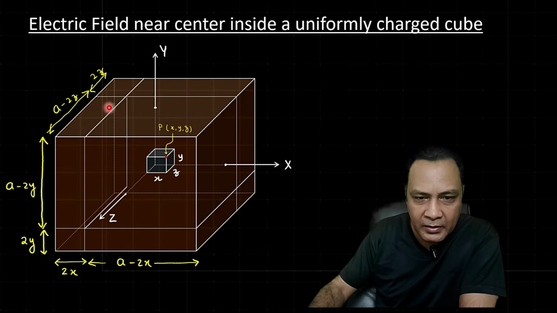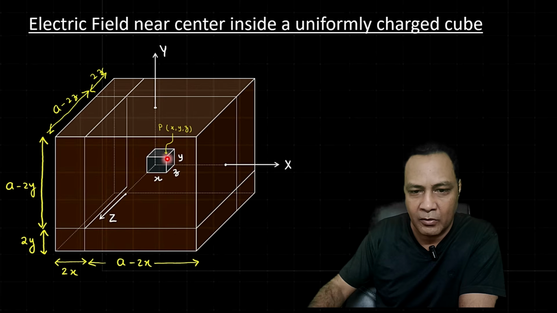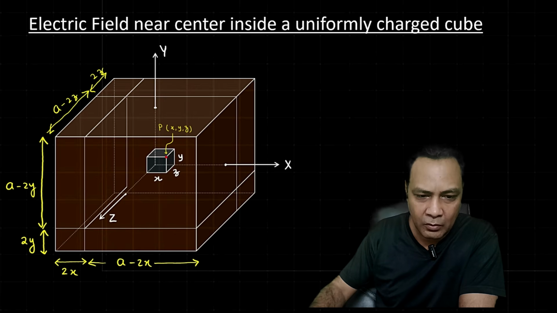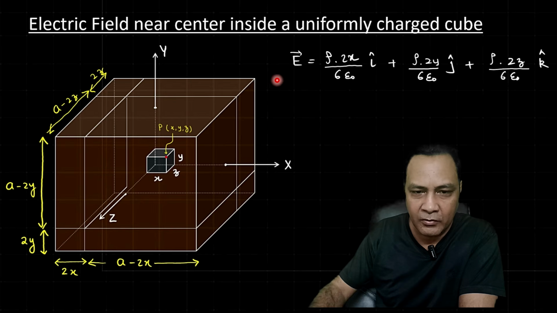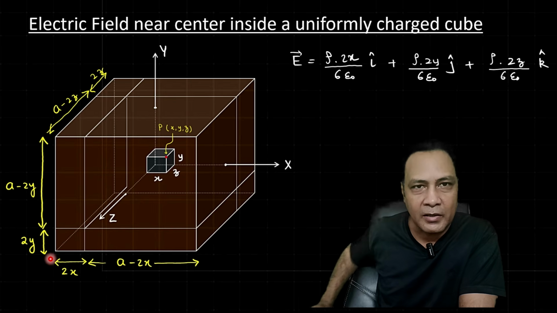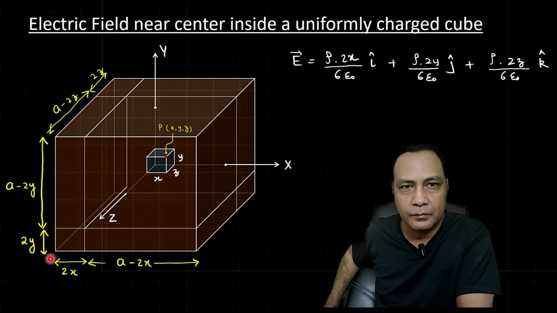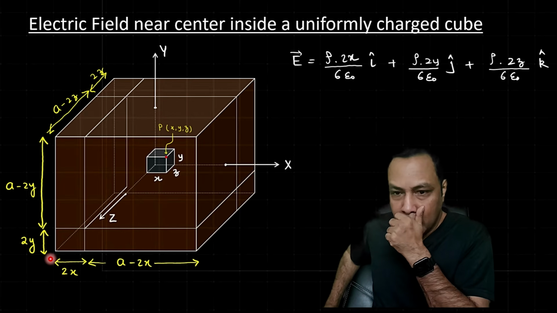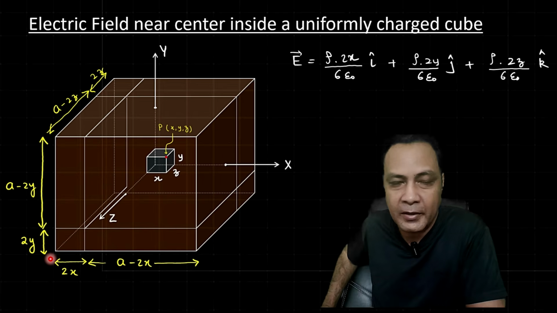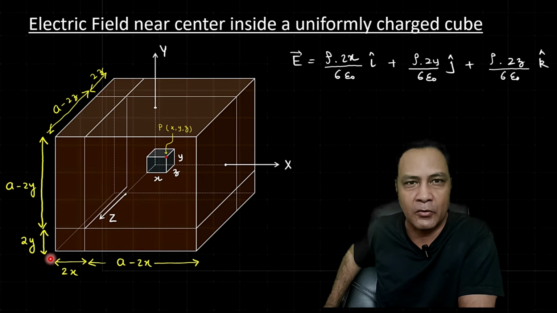So, because of this plate, the electric field will be along the x direction. Because of this plate, the electric field will be along the y direction, and because of this plate, the electric field will be along the z direction. So all three plates will make an electric field. Because of this plate, the electric field was rho times T, where T is the thickness, sorry, the electric field was rho T by 6 epsilon naught.